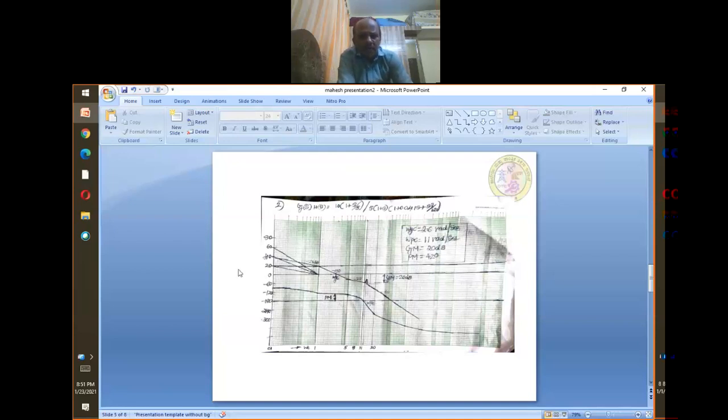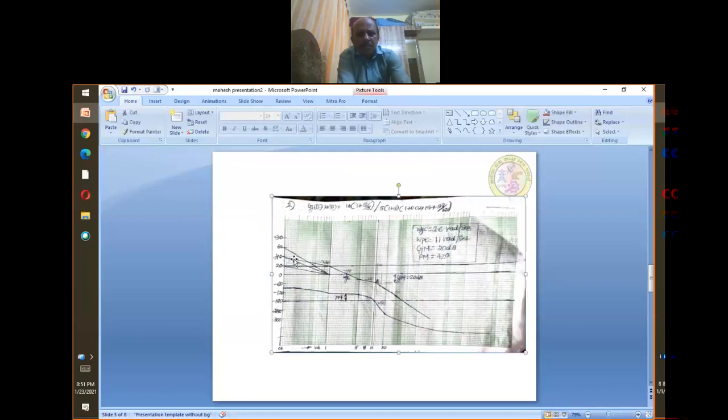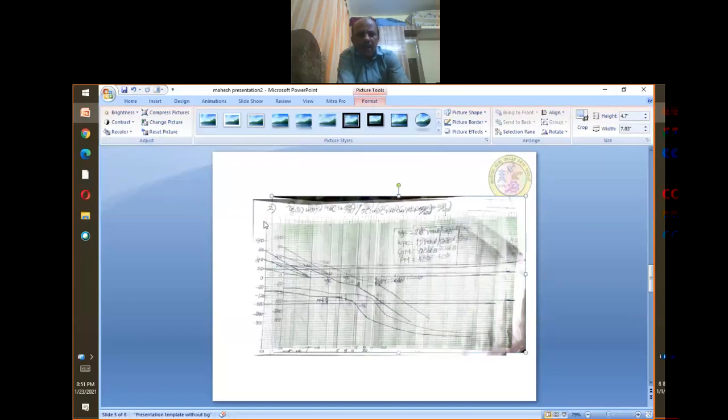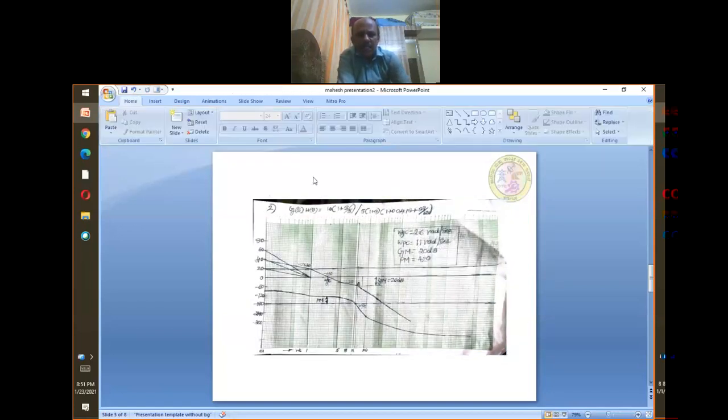Now we have to draw the resultant magnitude. To draw the resultant magnitude, you see the first magnitude in the magnitude factor analysis, minus 20 decibels. So that minus 20 decibels we have to shift above that 20 decibels constant magnitude, because I have to draw the resultant magnitude. So you shift this minus 20 decibels above this 20 decibels constant magnitude. That will continue till the next corner frequency. The next corner frequency is 1 radians per second.